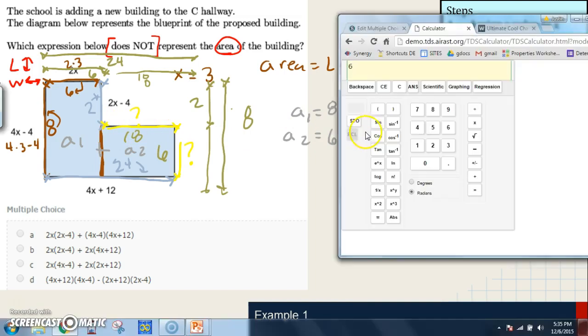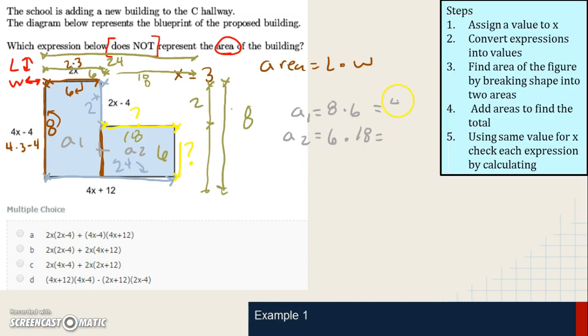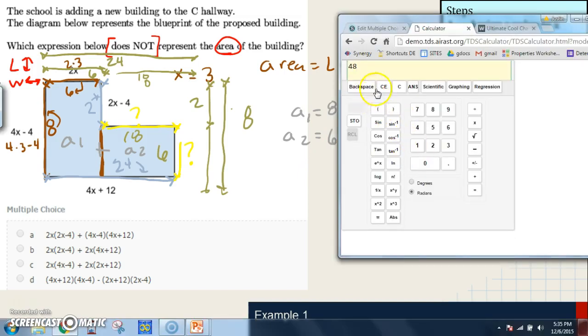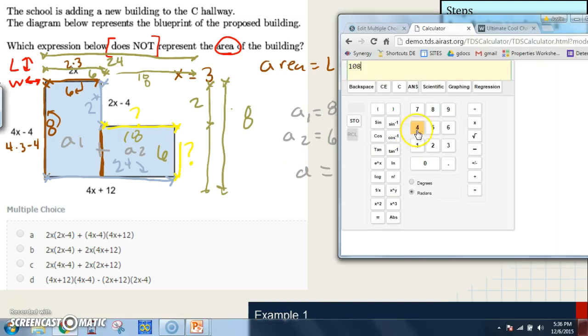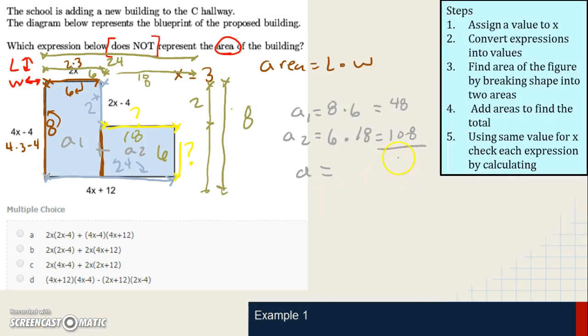8 times 6, I think that's 48, but I'm going to double check. It is, so this is 48. And 6 times 18 is 108. Now if we add the two little areas together, we get the area of the entire thing. So 108 plus 48 equals 156. So the entire area is 156.